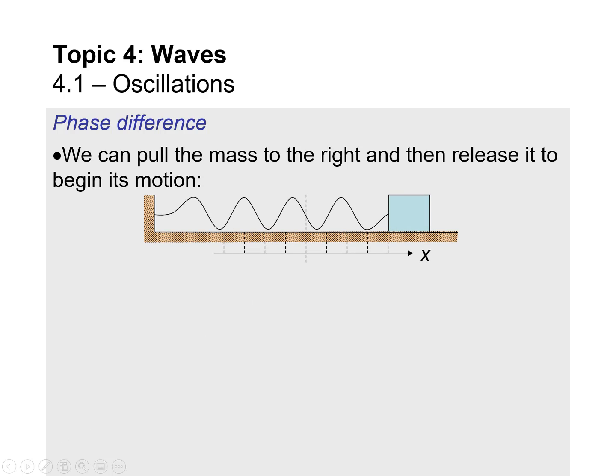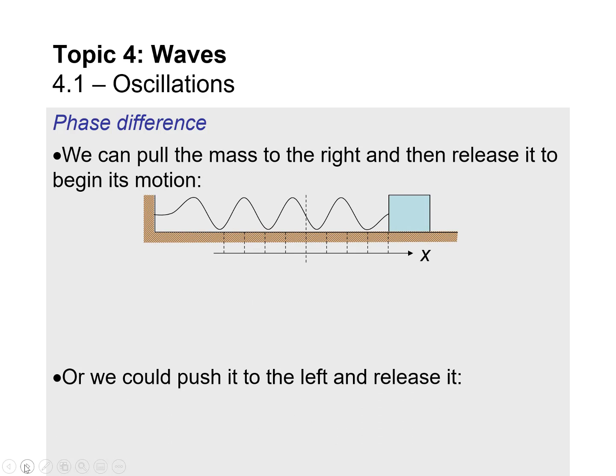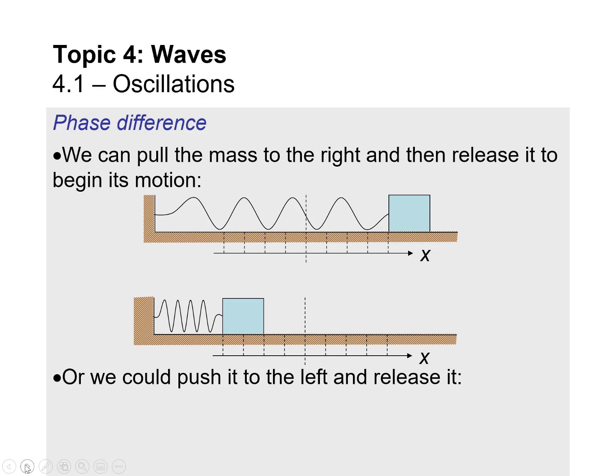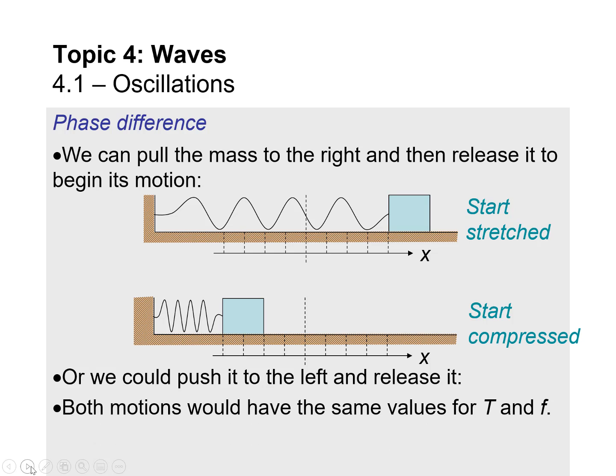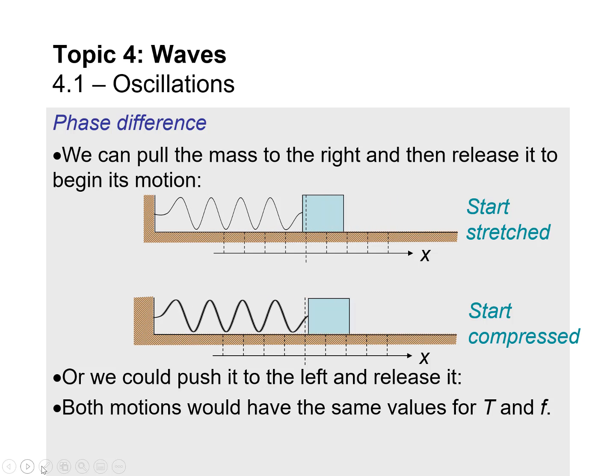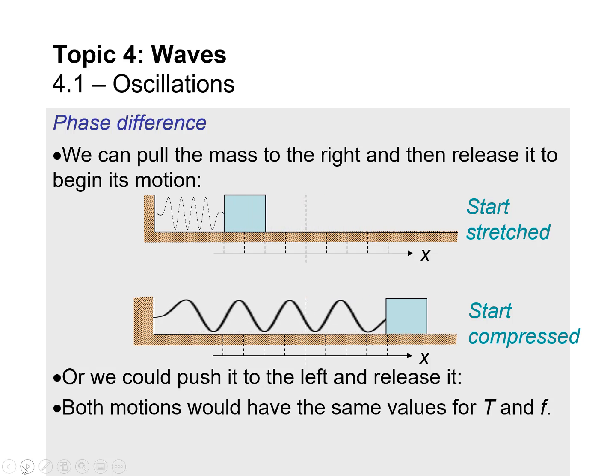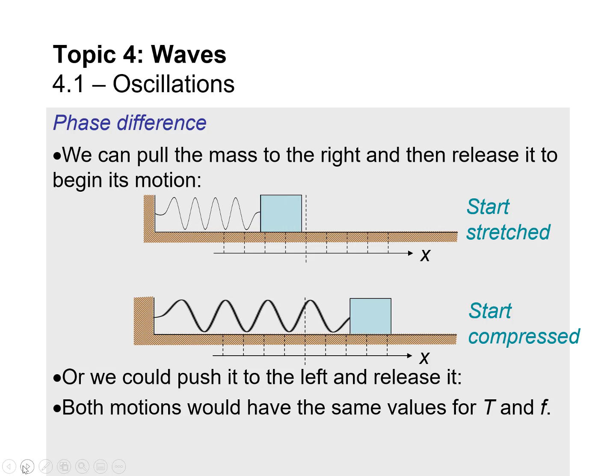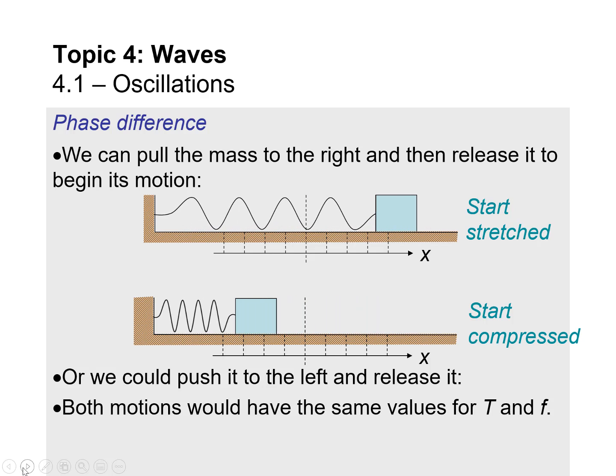So let's look at this example. We'll pull this mass to the right and begin its motion, or we could push it to the left and release it. So we have the same system, but started from different positions along the motion. Starting stretched versus starting compressed. Both systems are going to have the same values for period and frequency because they're the same system, and the period is just defined based on the mass and the spring constant, as you know.